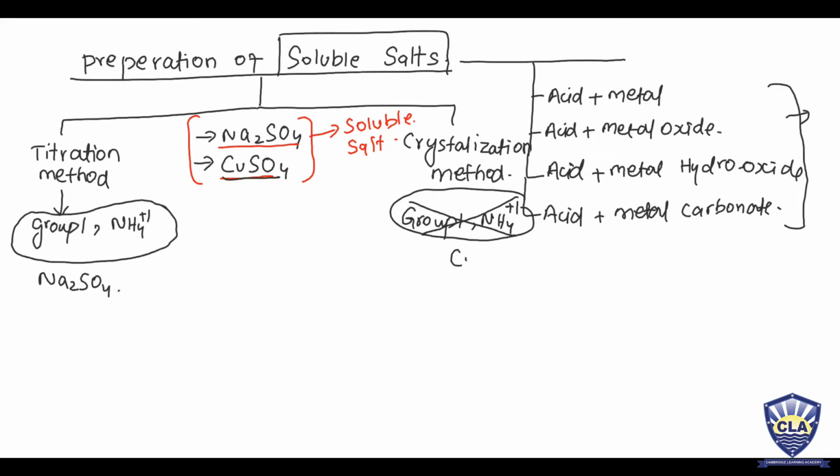whereas copper sulfate could be prepared differently. Copper is not a member of group 1, it is a transition metal, so it could be prepared by the crystallization method. The crystallization method we will discuss later on. Firstly, we are going to discuss the titration method. Sodium sulfate contains a group 1 metal, sodium, so it could be prepared by a titration method.